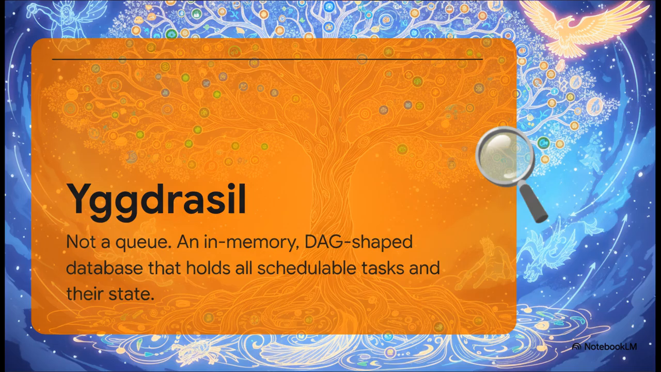It's structured as a directed acyclic graph, a DAG, which is a fancy way of saying it understands not just what the tasks are, but how they're all interconnected and dependent on each other. It holds the entire universe of work.